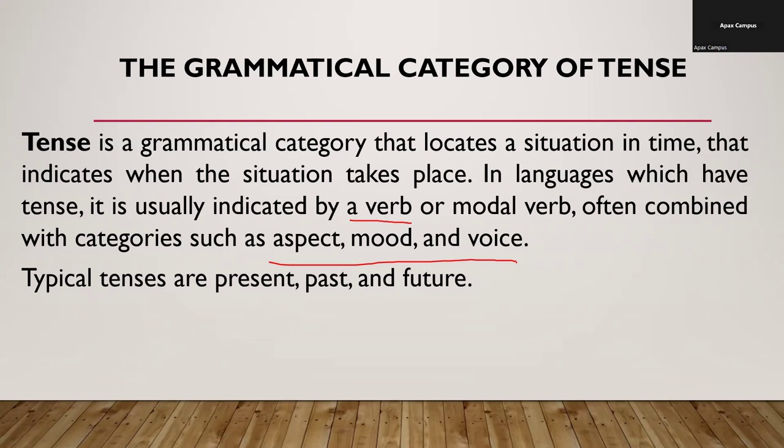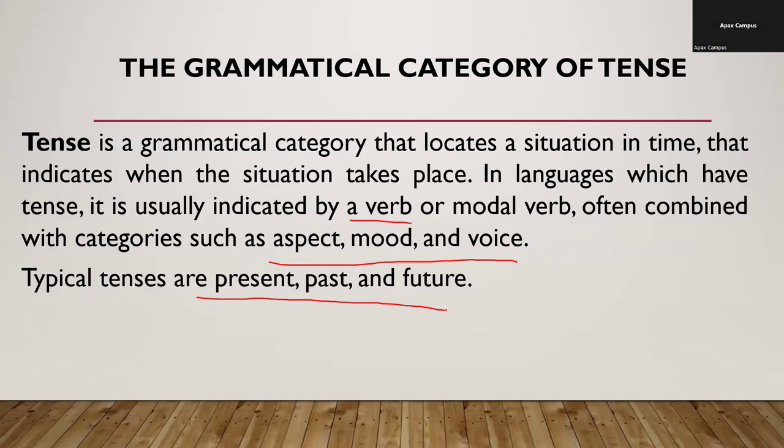Okay, so that is why, when we talk about the construction of sentences in a particular tense, we specially pay our attention to the verb inflection. Okay, now think about the English language. Here I have given typical tenses: present, past and future. Typical tenses means typical time frames. Like we have the present time, the past time and the future time. Accordingly, we have present tense, past tense and future tense, right?